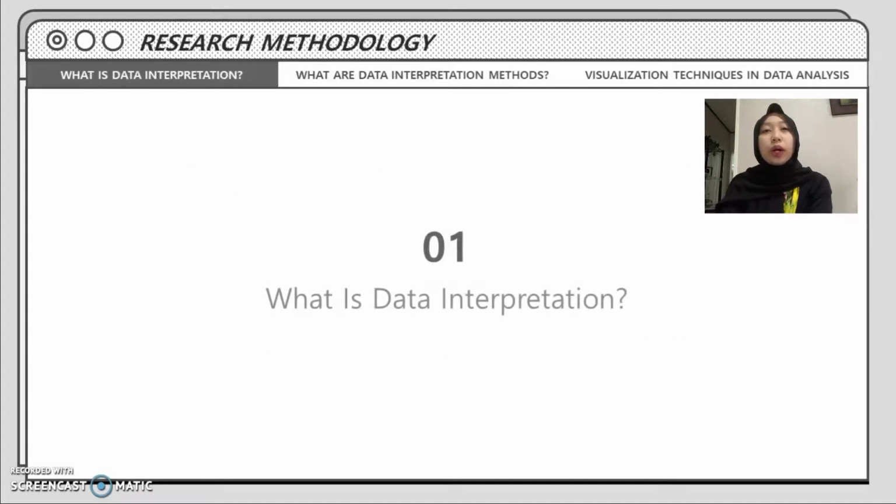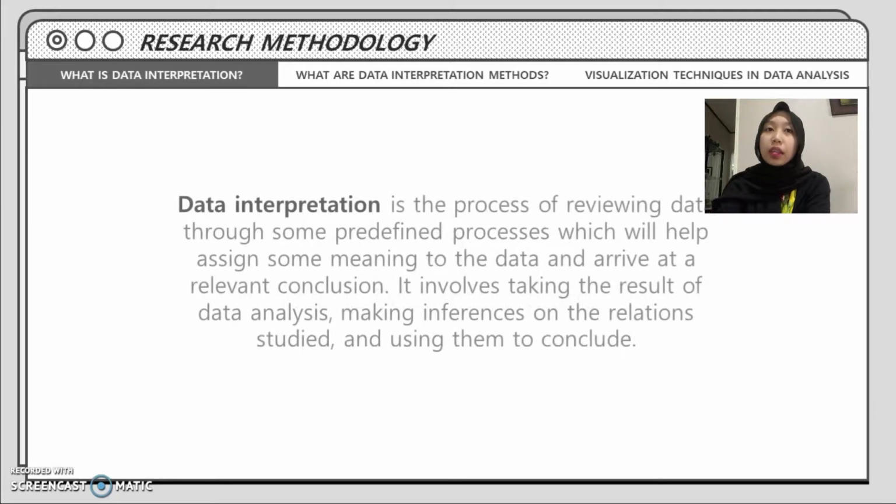First, what is data interpretation? Data interpretation is the process of reviewing data through some predefined process which will help assign some meaning to the data and arrive at relevant conclusions. It involves taking the result of data analysis, making the inferences of the relations studied, and using them to conclude.